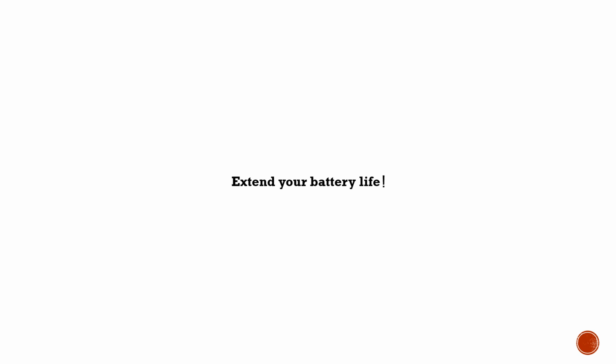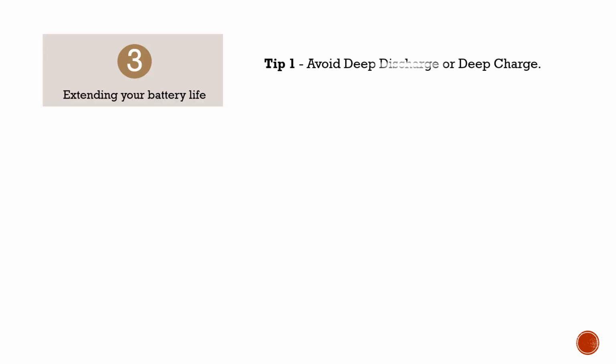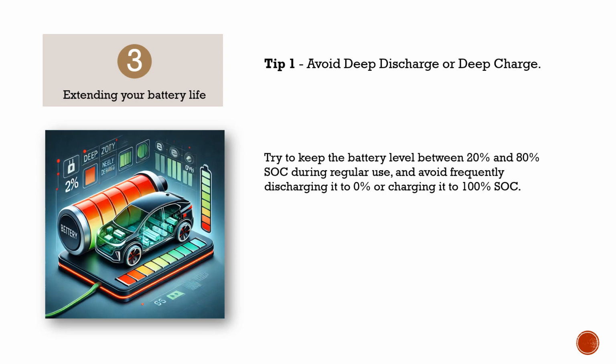So after learning all about this, how can we use this experiment to help extend our battery's life? Here comes the first tip. Avoid deep discharge or deep charge. Try to keep the battery SOC level between 20% and 80% during your regular use. Do not fully discharge it or fully charge it.